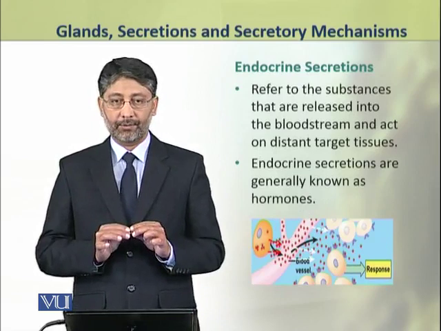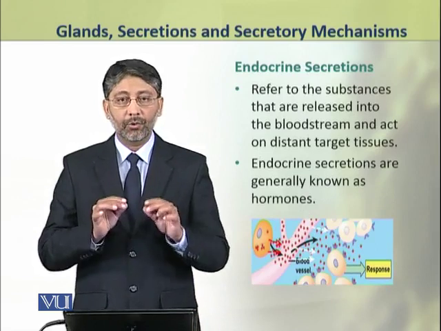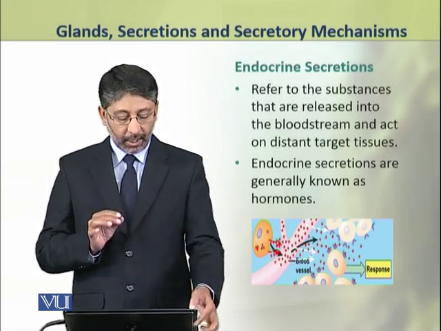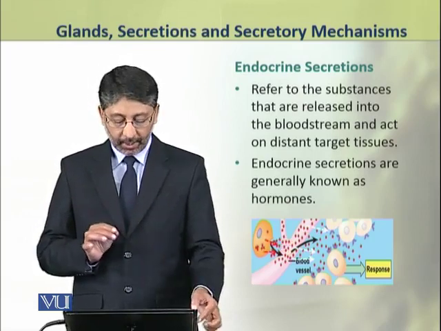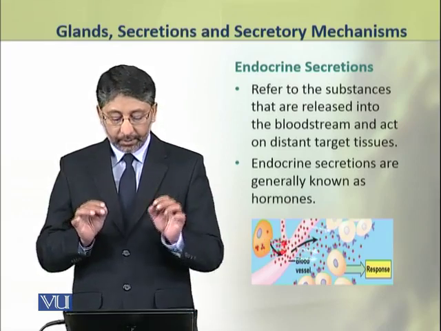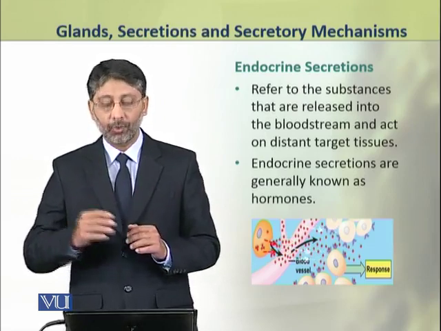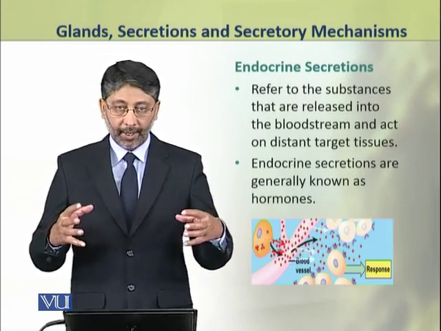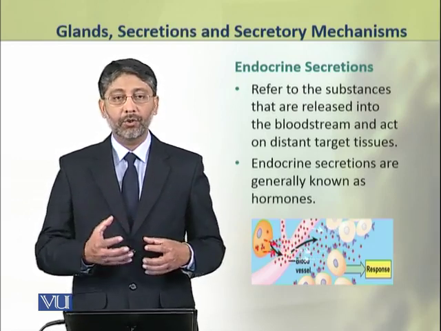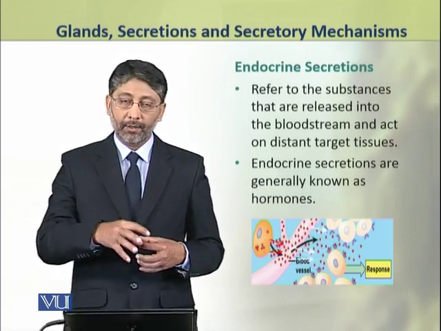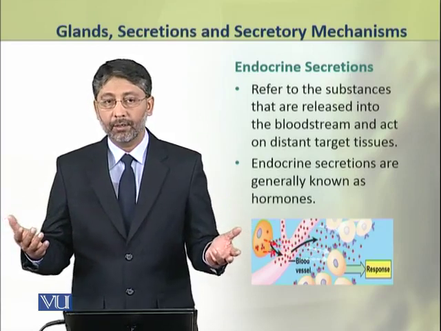The endocrine secretions are those substances which are released into the bloodstream and they act on distant target tissues by traveling and circulating through the blood. ऐसी secretions को हम आम तौर के ऊपर हार्मोन्स कहते हैं जो कि एक ग्लैंड ब्लड में सीक्रेट कर देता है और ब्लड उसको लेकर डिस्टेंट टारगेट्स तक चला जाता है.